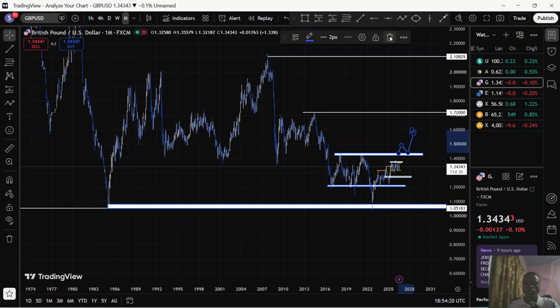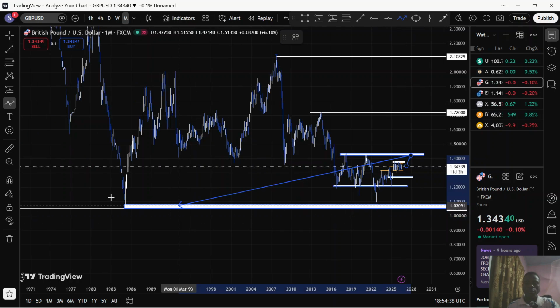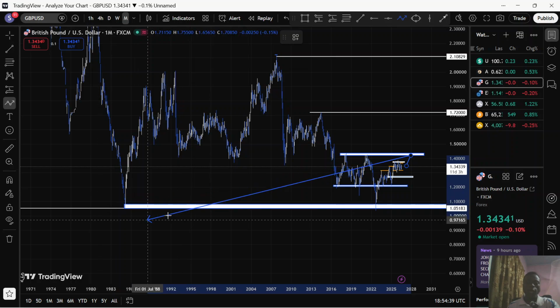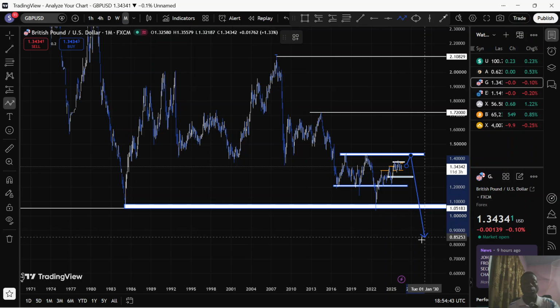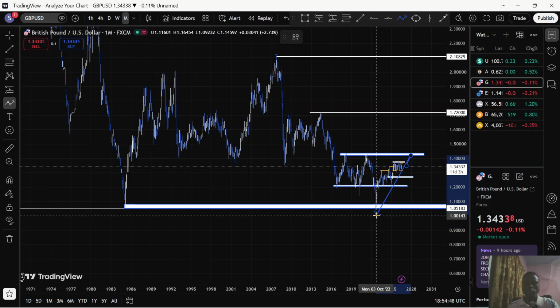Otherwise, if GBP USD refuses to respect this zone and decides to drop, we should see something like this. GBP USD should hit this level, continue coming down, and then break the all-time low on GBP USD, of which I'm not really sure about that, because if that was to happen, then price must have closed below this zone. But still yet, I trade according to what the market shows me.